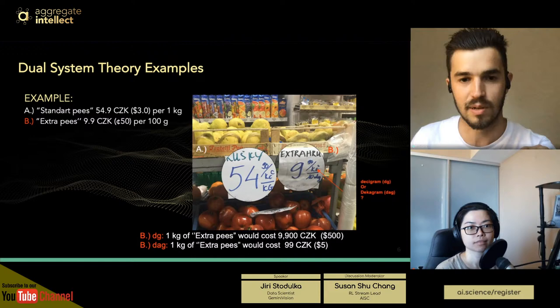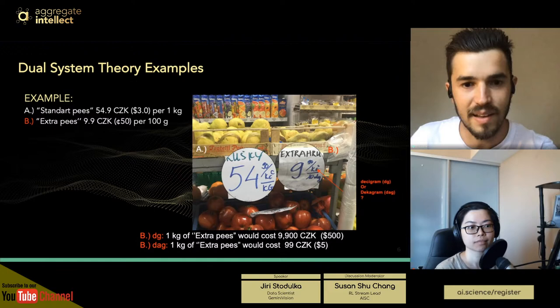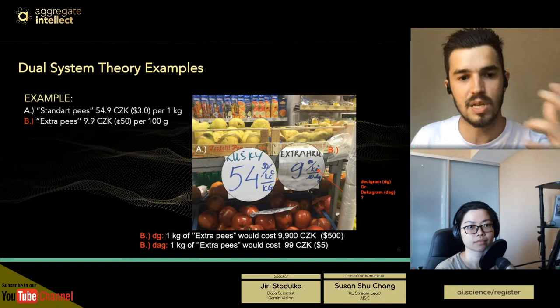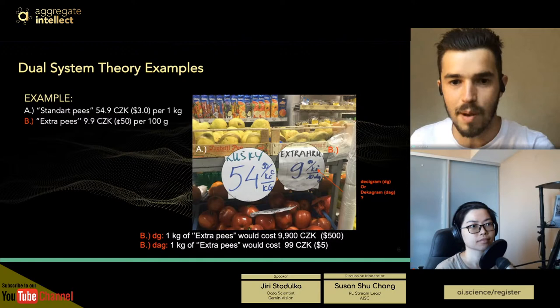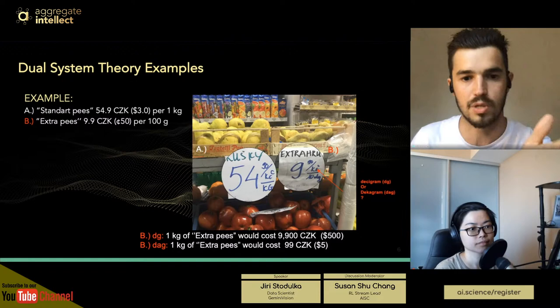and I think this is where the owners of the shop just made a mistake, because when you look at the picture, there is this price for peas for B. It's in decigrams, right? So if it was decigrams, 1 kilo of peas would cost almost 10,000, or 500 bucks, which is too much, right? So probably it was decagrams, which still would put these peas as the more expensive choice, which would be choice B, and these peas would cost $5.